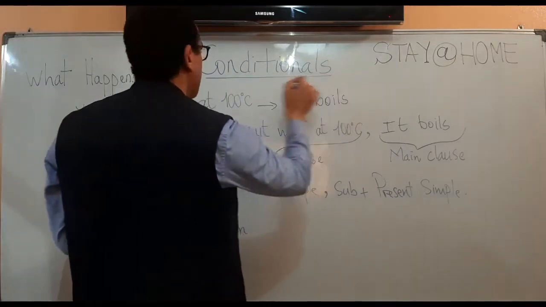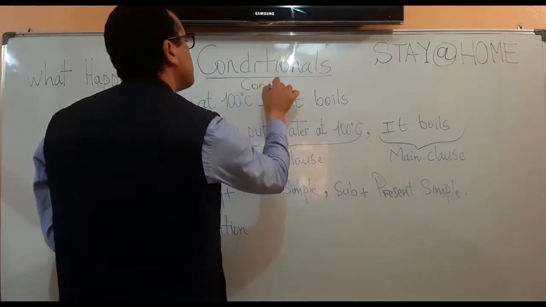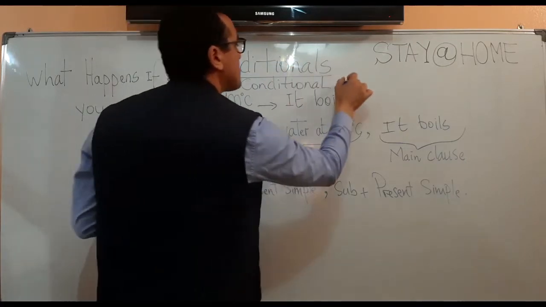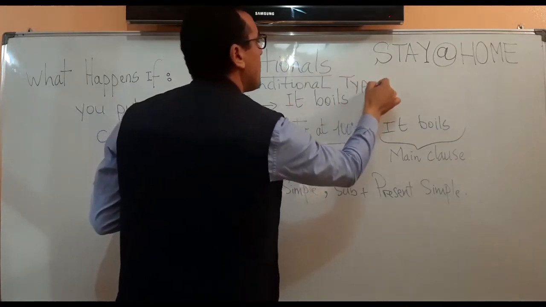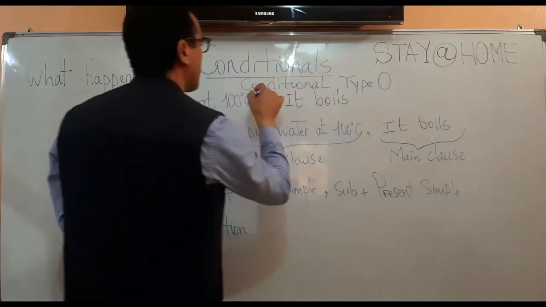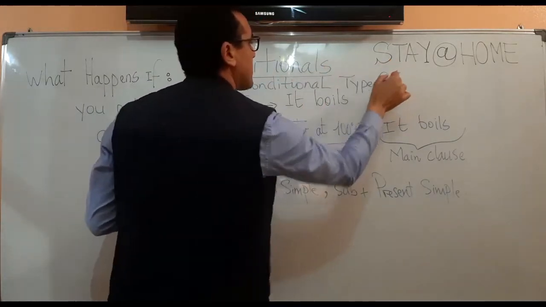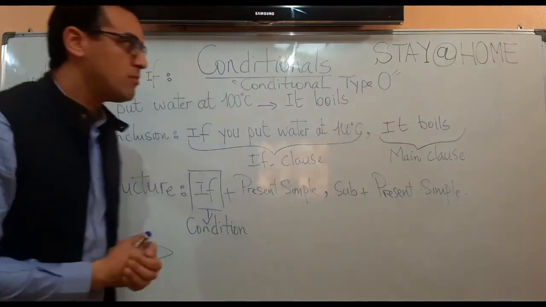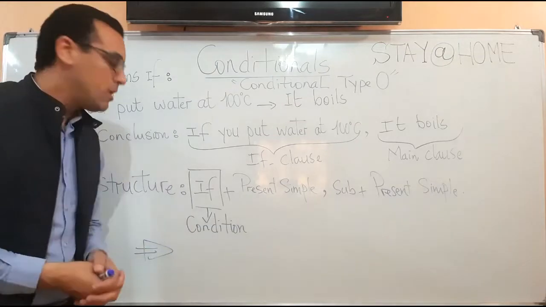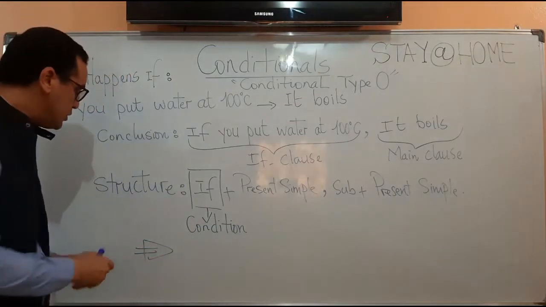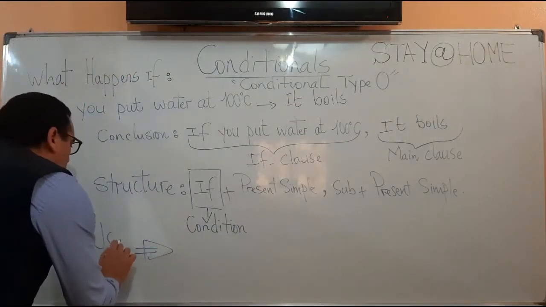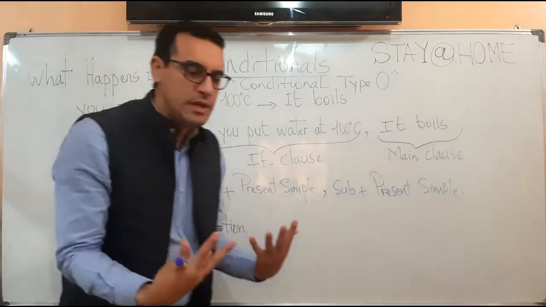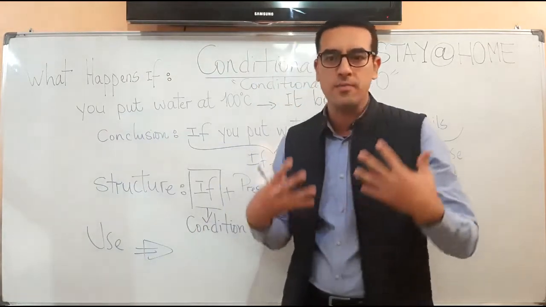Conditional, let's write it here. Type 0. That's what we call it. We call it conditional type 0. Let's now have a look at the use. What do we use this conditional for? Or when do we need to use conditional type 0?